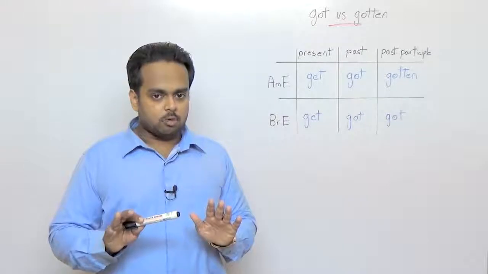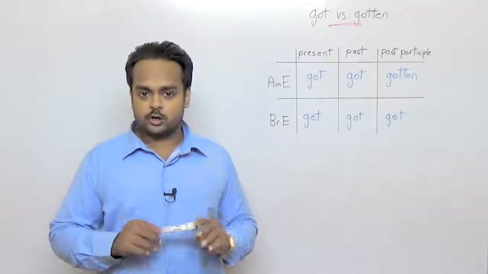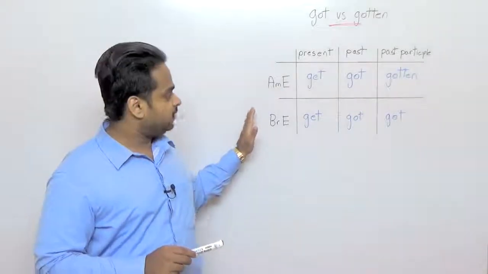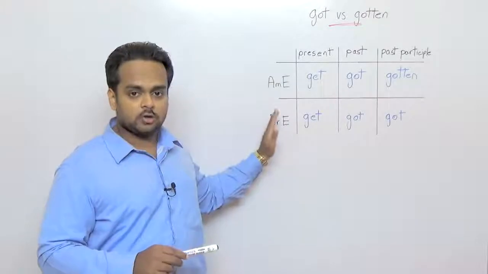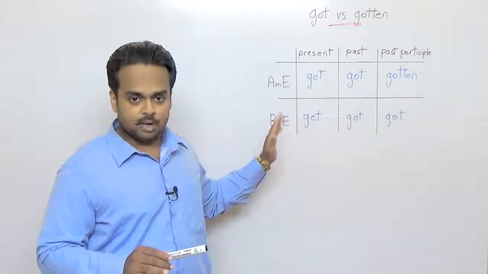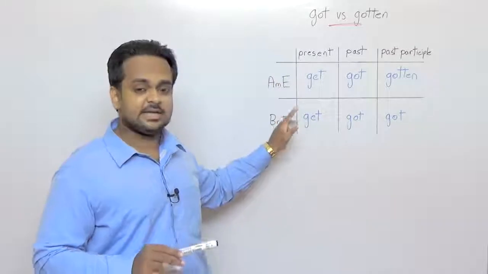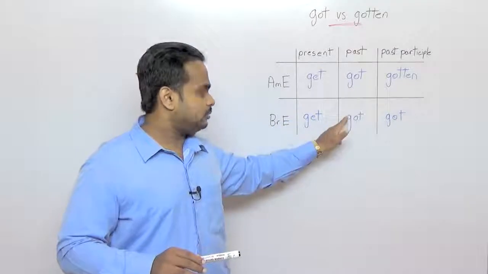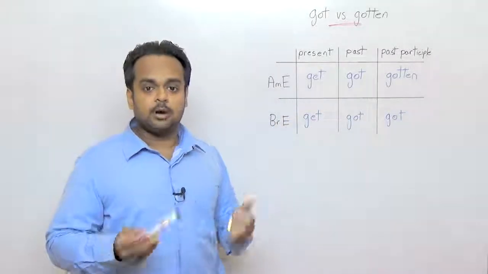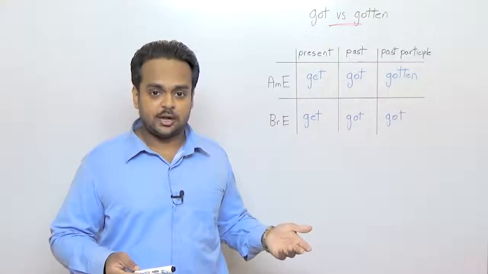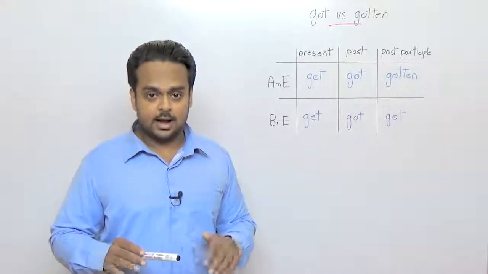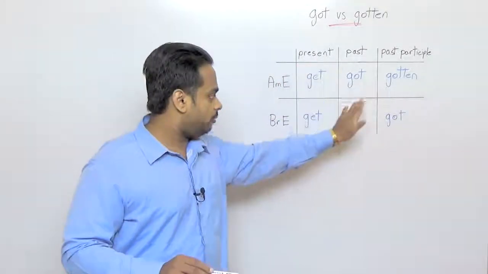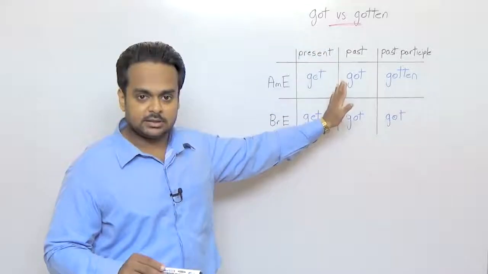Now let's back up for a moment, and let's be clear what we're talking about. Take a look at this chart I have over here. Now, as you can see, for the most part, this chart looks exactly the same. So in the present tense, everybody says get. And in the past tense as well, the common form is got. So a Brit would say, I got my salary yesterday. And an American would also say, I got my salary yesterday. So you see there's no difference there. These forms are common in both the present and the past tense.